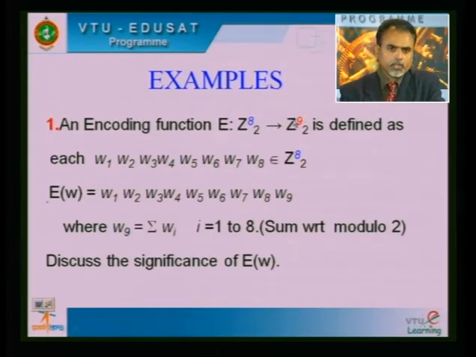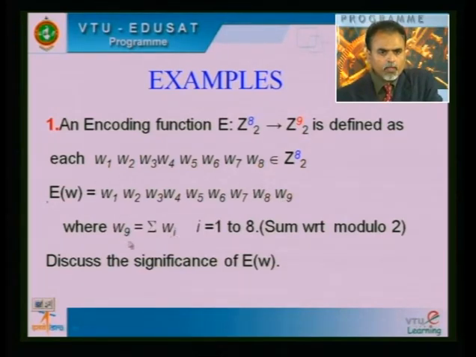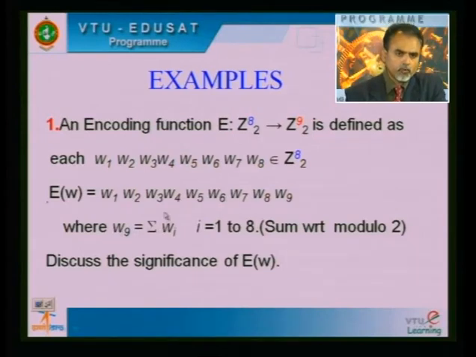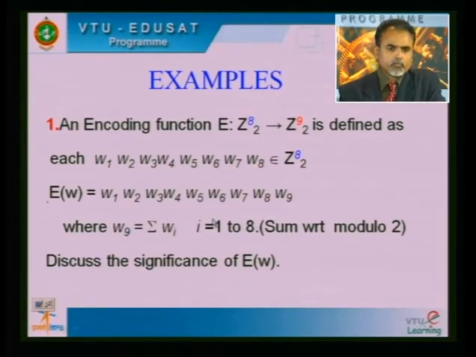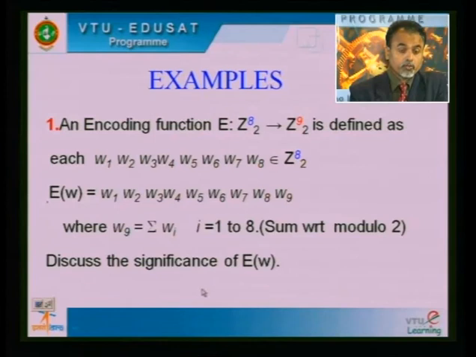This m plus 1 parity check code is defined as follows: for the word W1 to W8 that has to be coded, I have to add W9. How do I add W9? You have seen some examples. Add all the previous numbers, the summation of Wi, to get W9. This answer will be either 1 or 0 because the sum is modulo 2. The significance is that the transmitted word always has an even number of 1s.